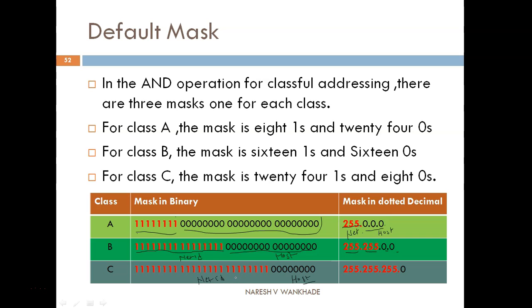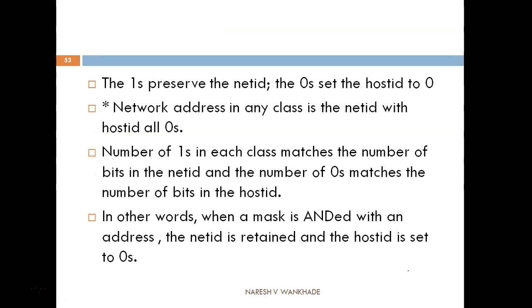3 bytes which all are ones, and 1 byte which is of 8 zeros. In dotted decimal it is written as 255.255.255.0. Here the ones preserve the net ID, the zeros set the host ID to 0.